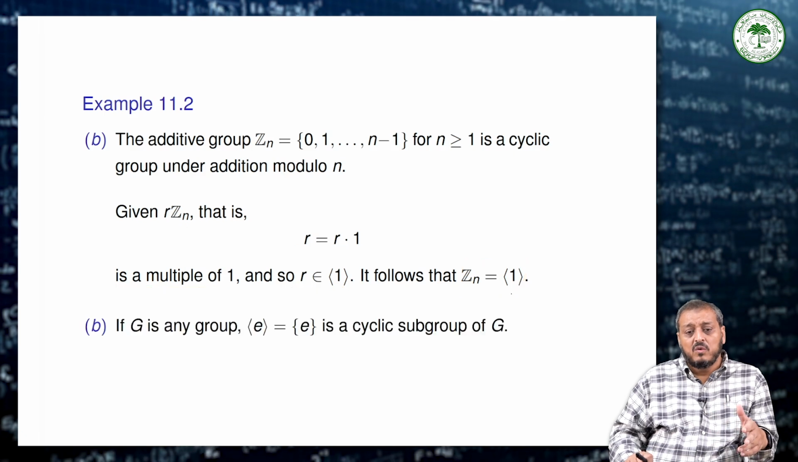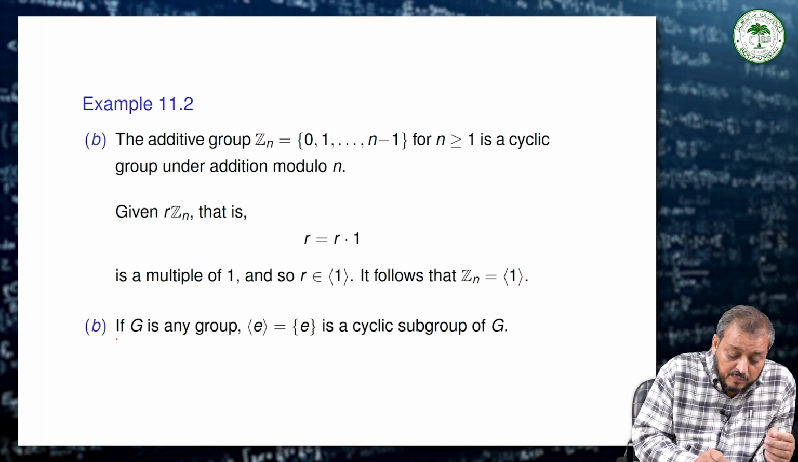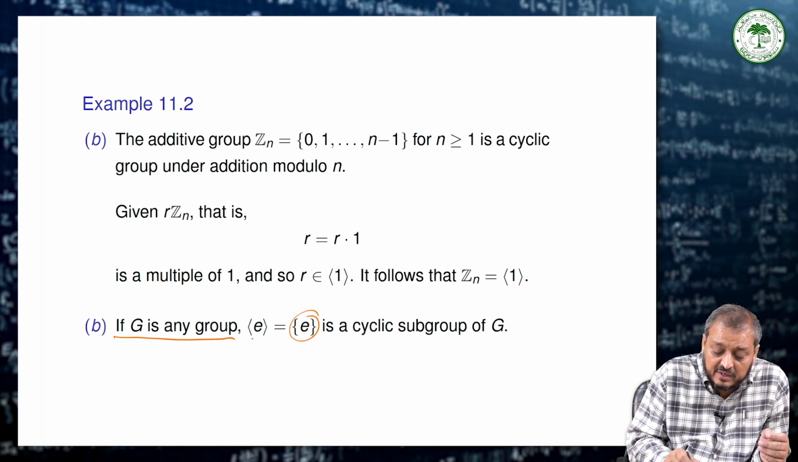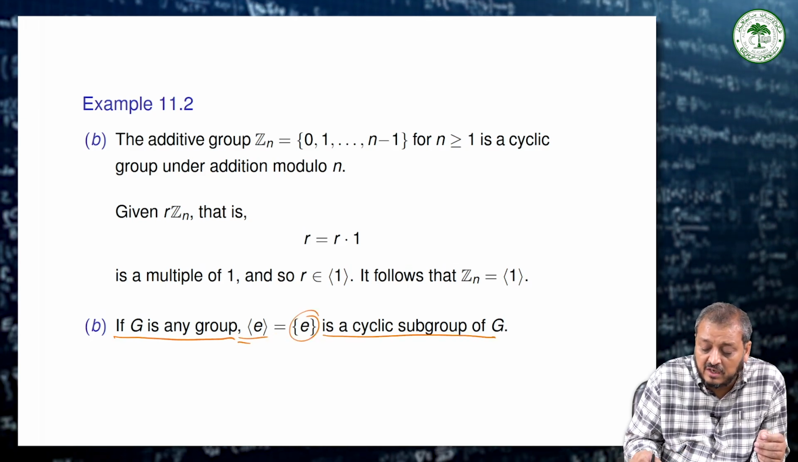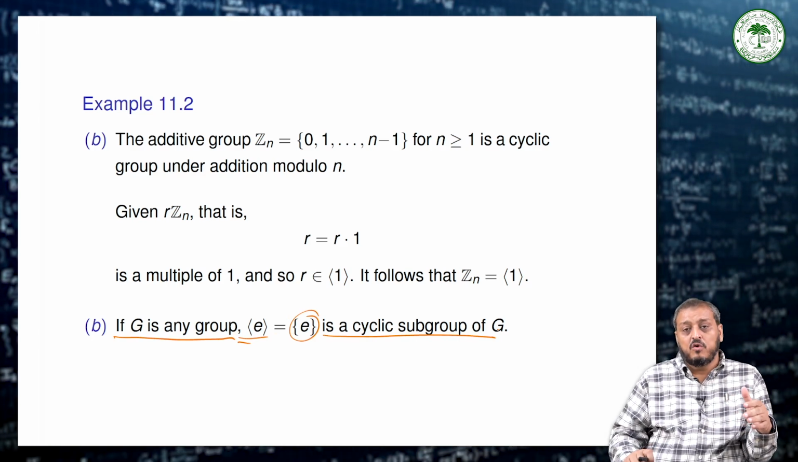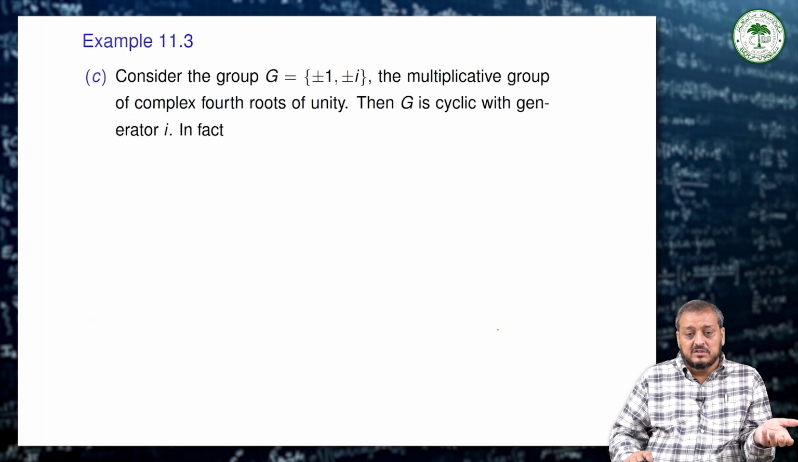So the whole set is generated by 1 under addition modulo n, so Zn is generated by 1. Now if G is any group with only the identity, then the subgroup generated by the identity is a cyclic subgroup of G. So this means any group with only the identity is cyclic, which is clear.